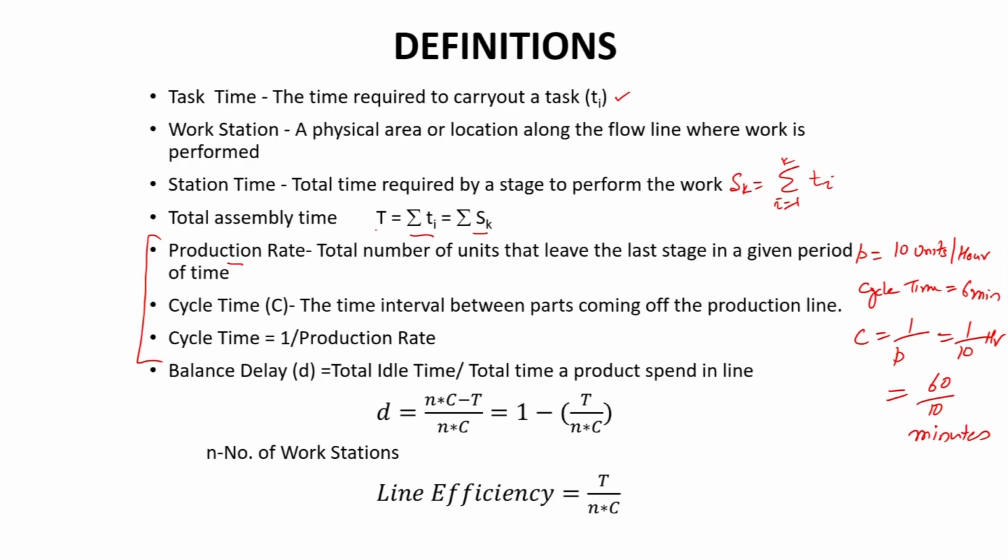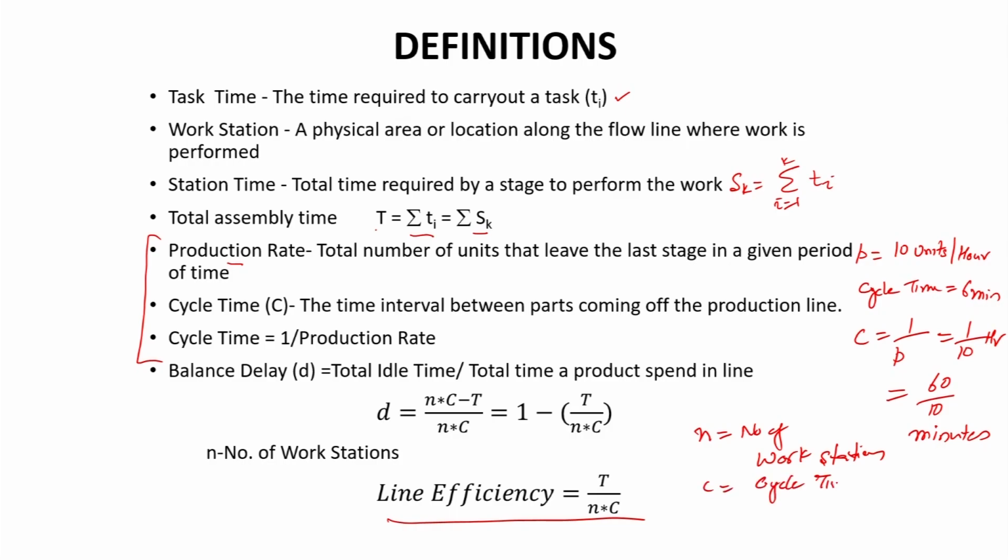Obviously, it is not possible to completely balance the line so that all the workstations have exactly equal timing. So, we will calculate the efficiency of this line and also the balance delay. How much is the balance delay, the gap between the ideal situation and the achieved situation. So, let us first see the line efficiency. Line efficiency is equal to, here n is the total number of workstations, and C is equal to cycle time.